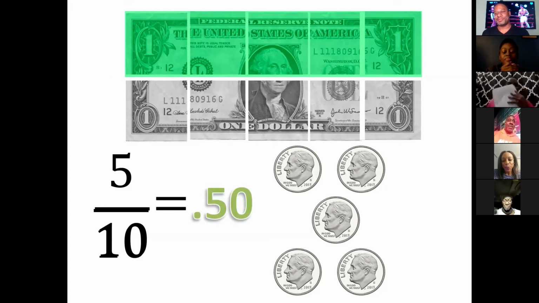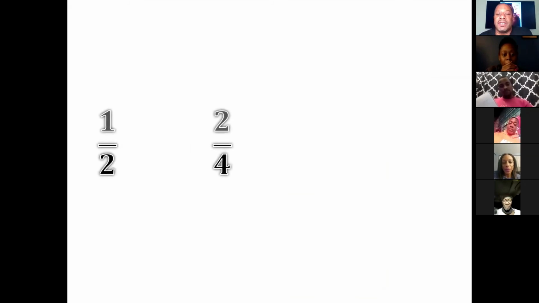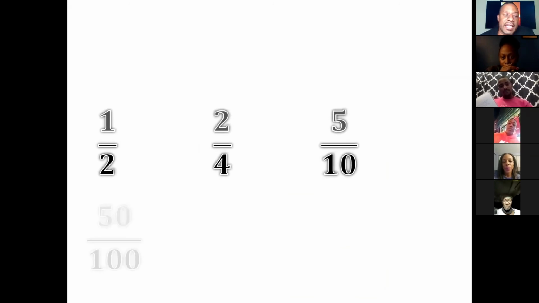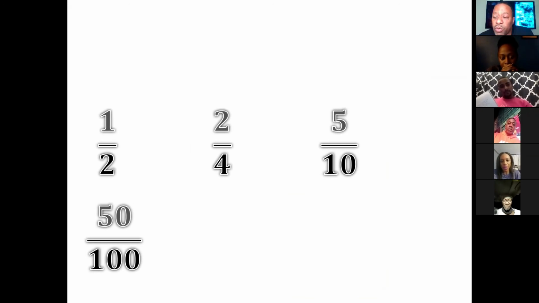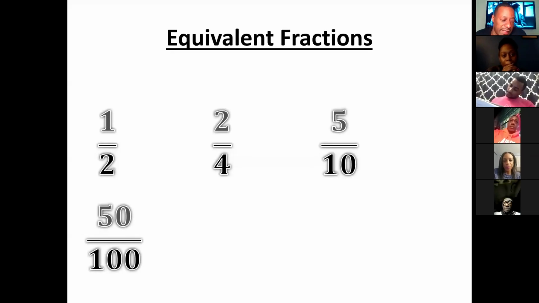Correct, 50 cents. All right, so let's get to the point of all of this. We have had 1/2 of $1, we've had 2/4 of $1, we've had 5/10 of $1. I can even go on and say we've had 50 out of 100. Point being, all of these fractions look different, but they're all worth the same amount of money. You grasp that concept. That is called an equivalent fraction. Please write it down.